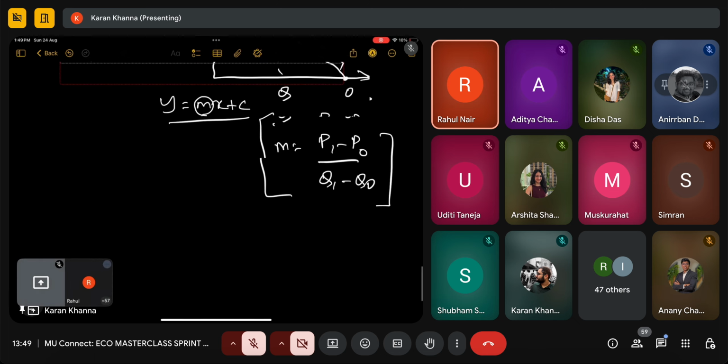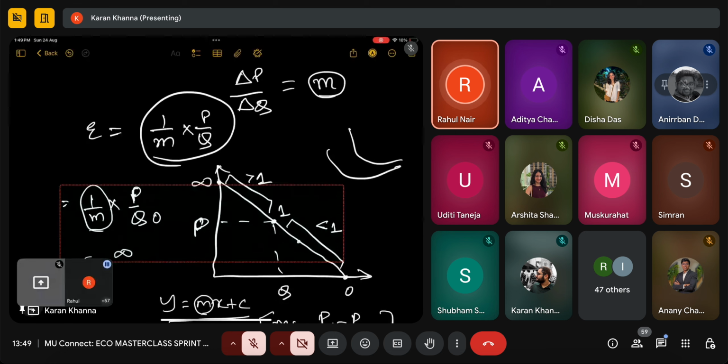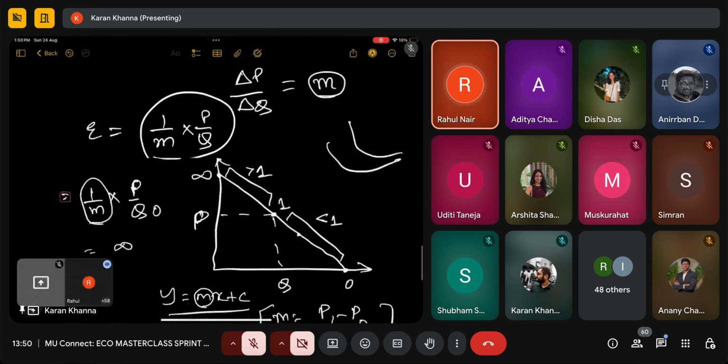Okay. So coming back to the topic, at this particular point, it will be one. So the price elasticity is constant at one here, and if you go above it, it would be more than one, and if you go below it, it would be less than one till it reaches zero. It would be more than one till it reaches infinity. You guys have any doubt in this particular graph?